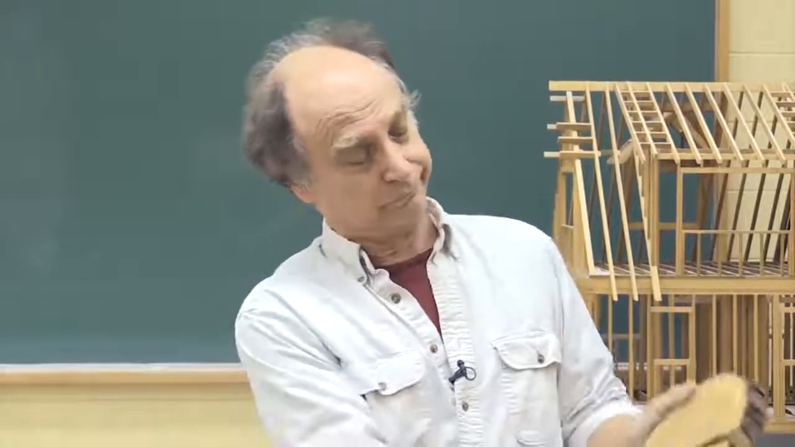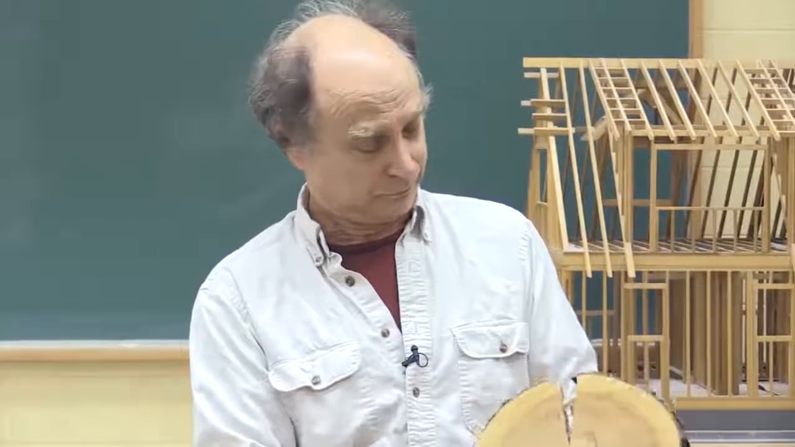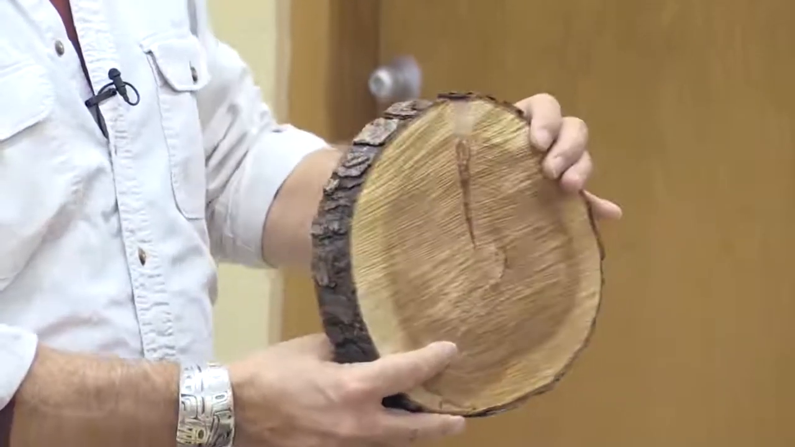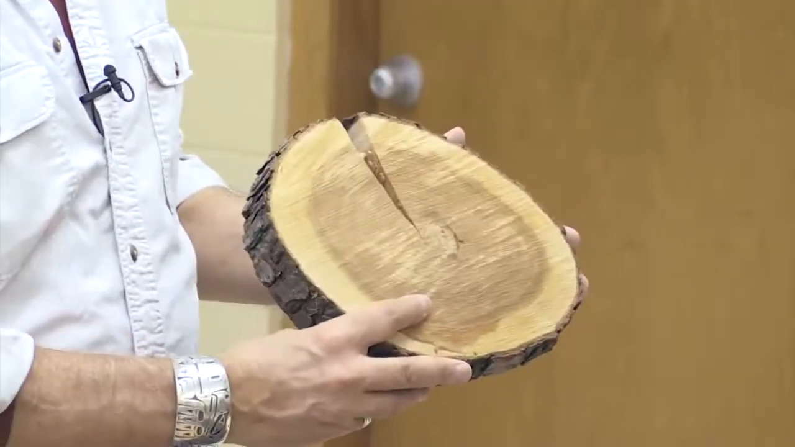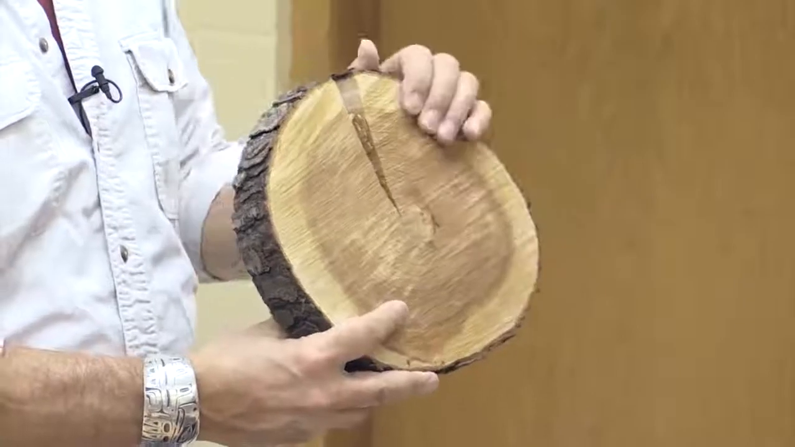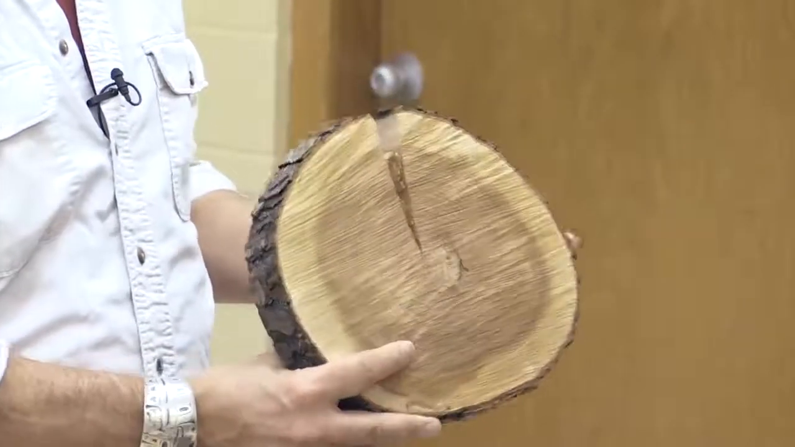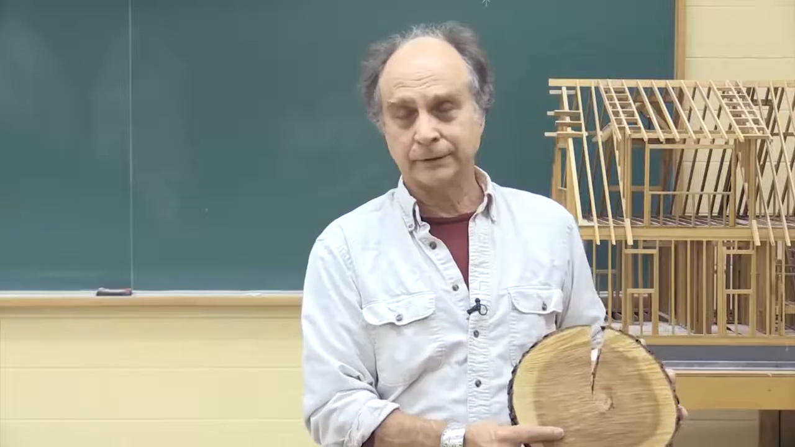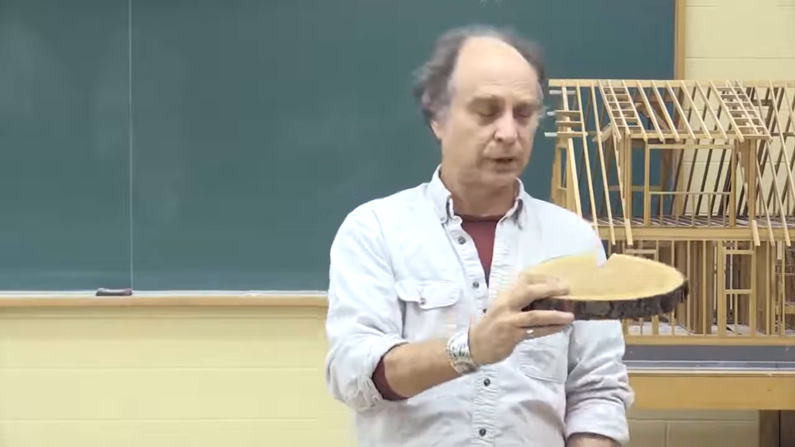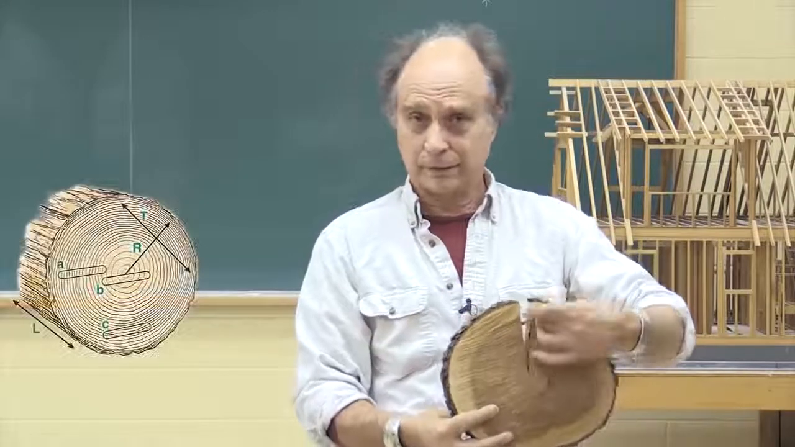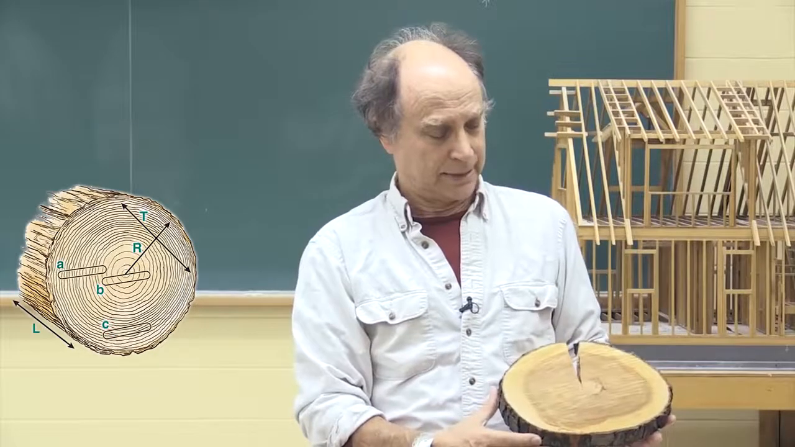Log cross section. This used to be a cherry tree. And as you can see, as it dried, this check opened up. That's because the wood is trying to shrink as it loses moisture. And it shrinks differently in each direction. Longitudinally, it doesn't shrink very much, but radially and tangentially, it shrinks a lot. And not the same amount in each of those directions.